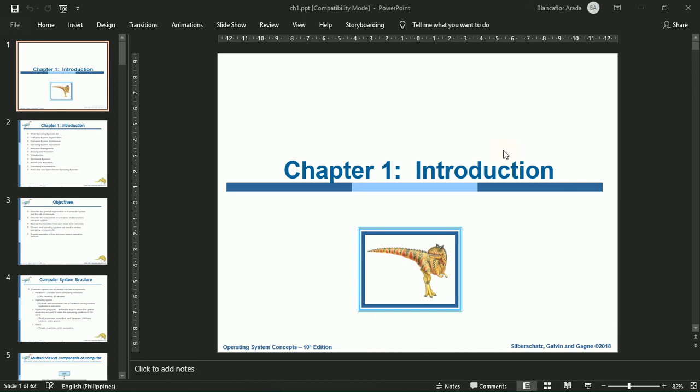So, we are already on our first chapter for CPT 221 Operating Systems. Chapter 1 is entitled Introduction. The slides that I'll be using for this presentation and the next presentations are not owned by me, but of course, are officially from the Operating System Concepts book that I am using by Silberschatz, Galvin, and Gagne. So let's start chapter 1.